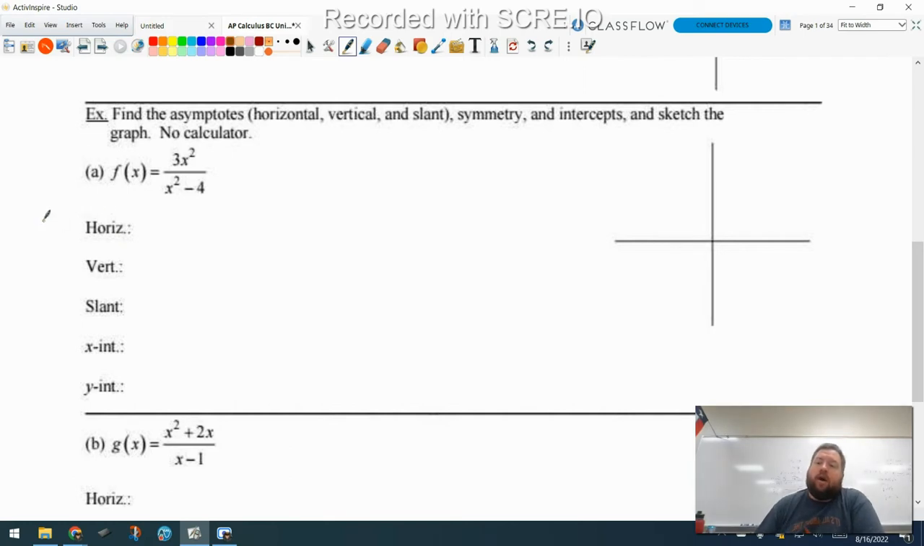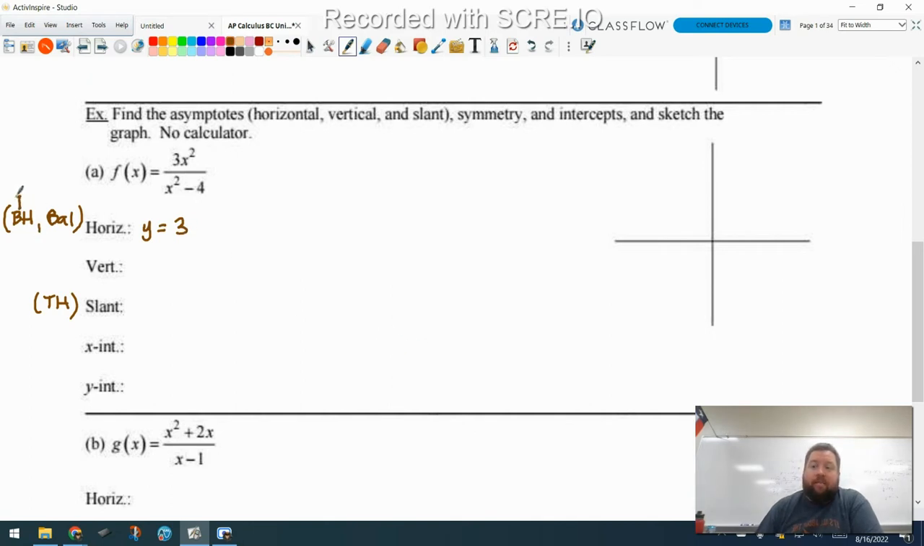So anytime you need to do a horizontal asymptote, you're looking at top heavy, bottom heavy, or balanced. And horizontal asymptotes happen when it's bottom heavy or when it's balanced. A slant asymptote happens when it's top heavy. Okay, so this one is balanced. The exponents are the same number. So we divide the coefficients in front. So 3 divided by 1. So our horizontal asymptote is y equals 3.